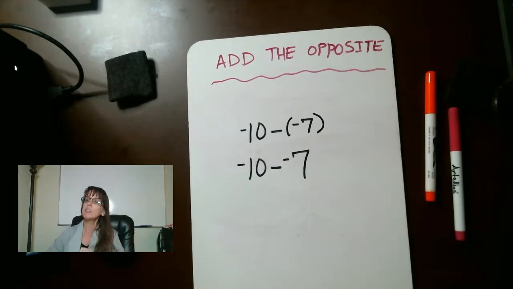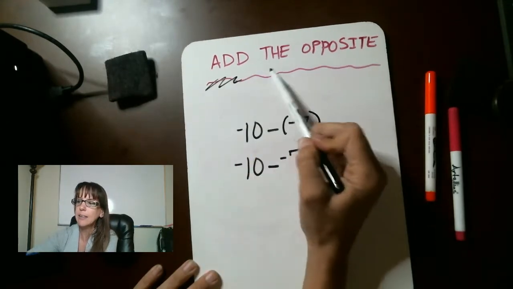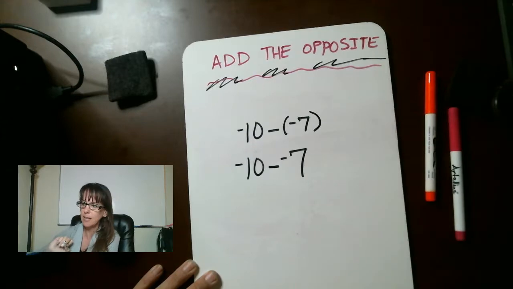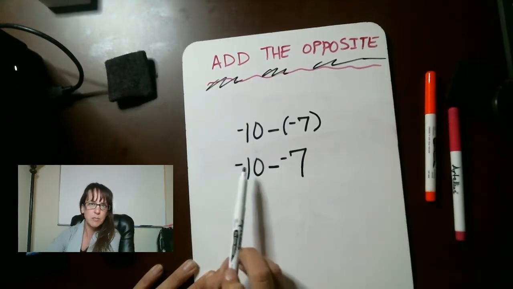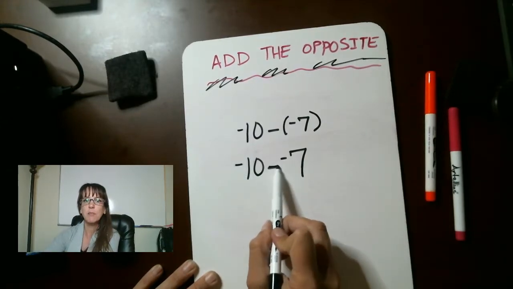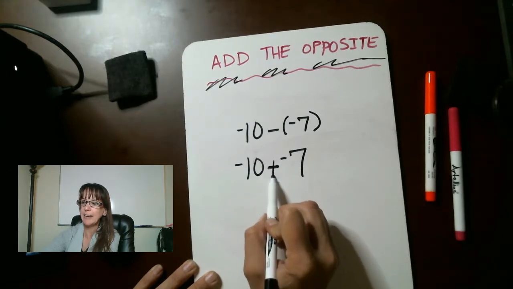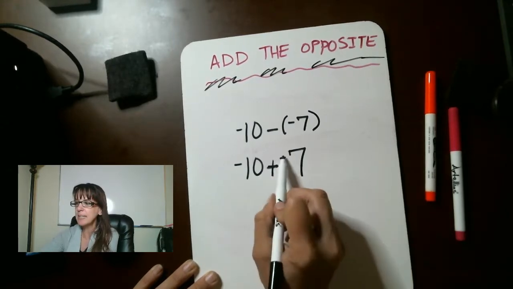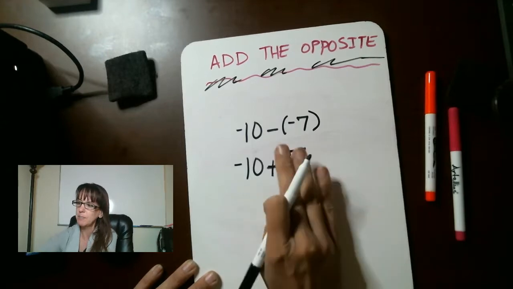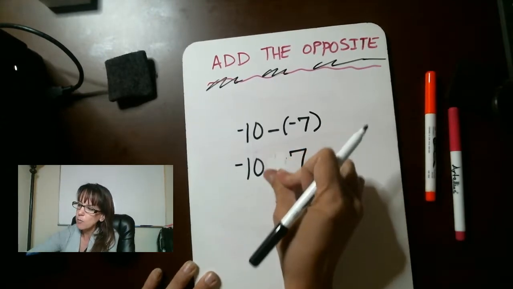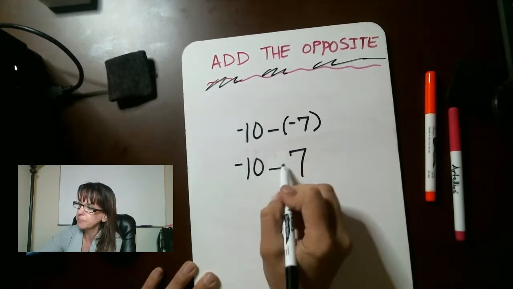Again though, we are still going to add the opposite. We don't do anything with this front one, but we see this subtraction sign right here. We change it to addition, so we're adding. The opposite of negative 7 is positive 7. Watch that one more time, and I'm going to use a different color here.